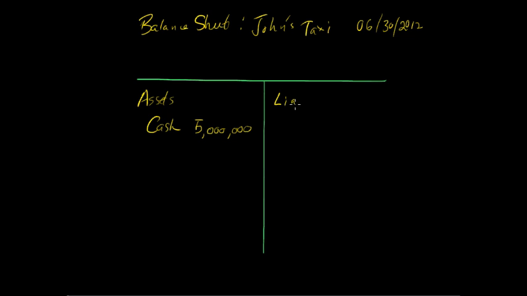And over on this side, we have liabilities. And under liabilities, we now have something because he does owe money. We have a note to Uncle Luke. And that note is now for 2 million. And we come down here to owner's equity.